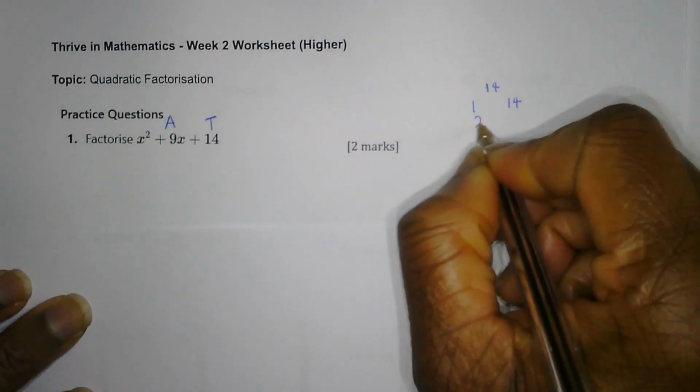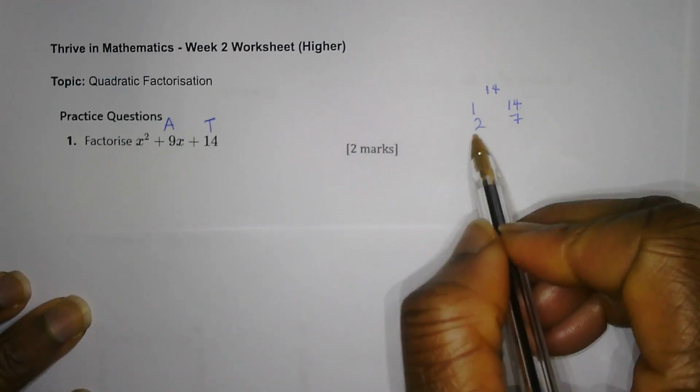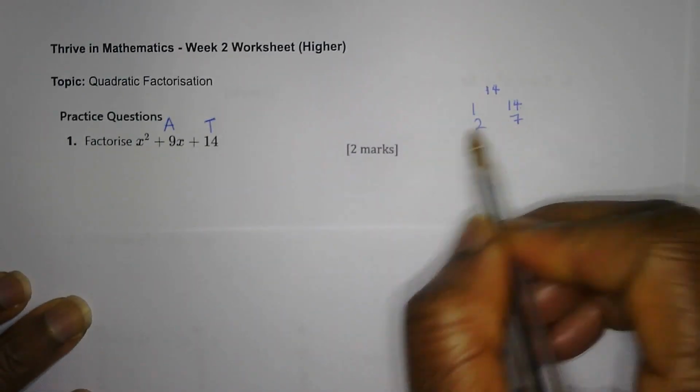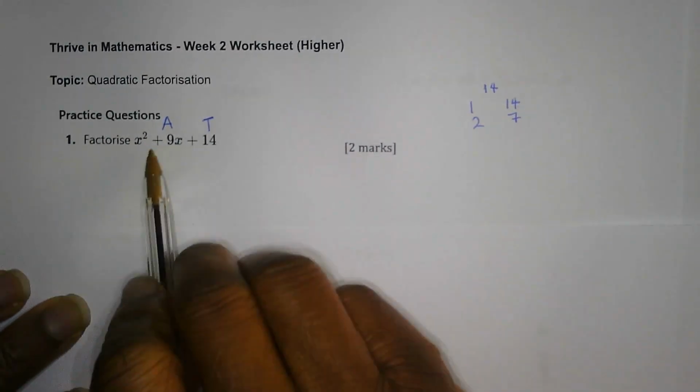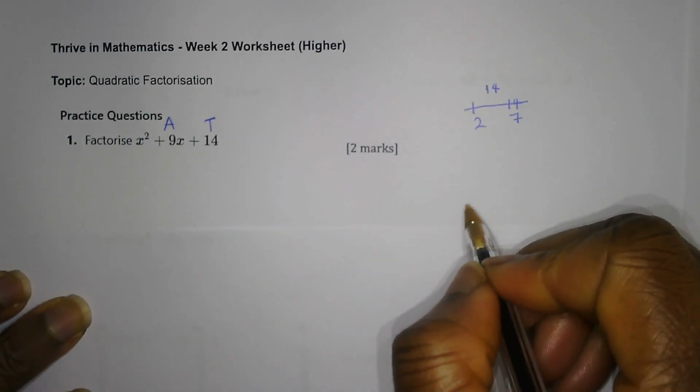1 times 14 is 14. 2 times 7 is 14. And those are the pair factors of 14. Now, let's eliminate 1 and 14. If I add them together, I get 15. When I subtract, I'll get 13. So there's no way I would get positive 9. 2 and 7, when I add them together, I would get 9.